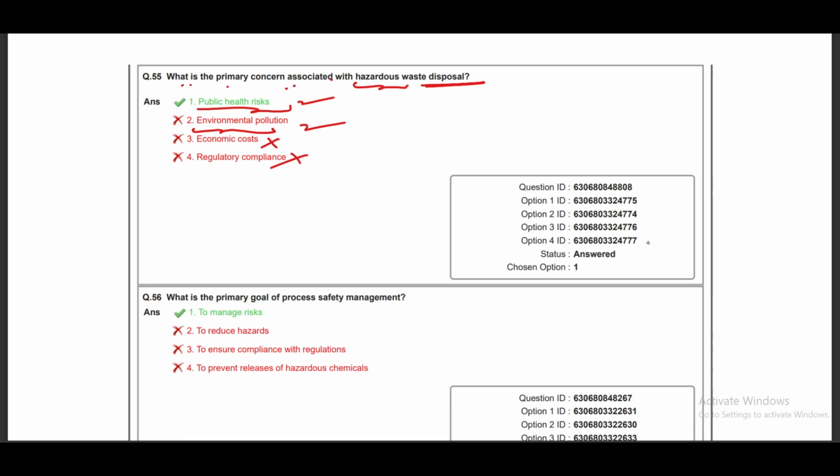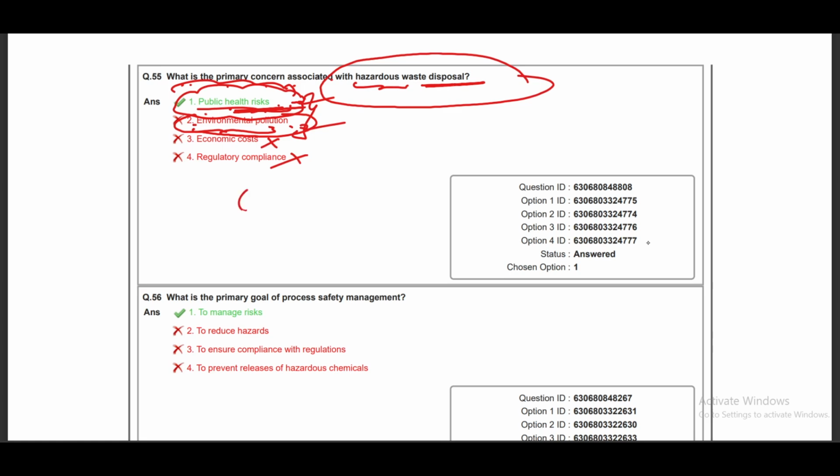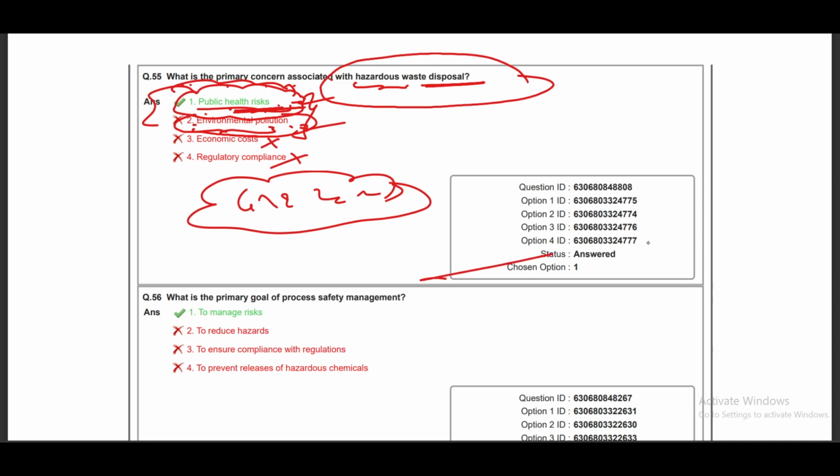Again, what is a primary concern associated with hazardous waste disposal? One is public health risk, second is environmental pollution. Both are appropriate answers, but the more preferred one is public health risk. The answer could also be environmental pollution, but they are preferring public health risk. So the correct option is first. If there is an option like 1 and 2, in that case you can tick both first and second.